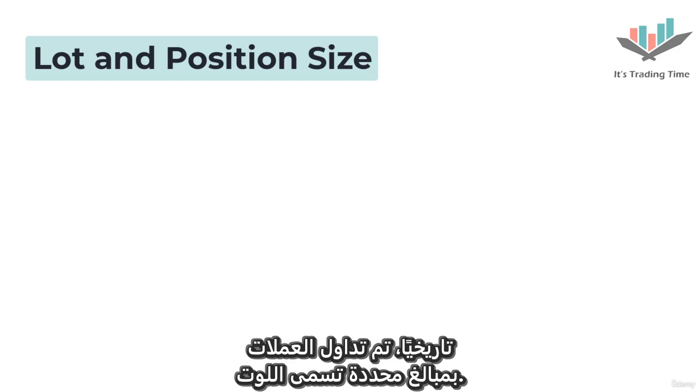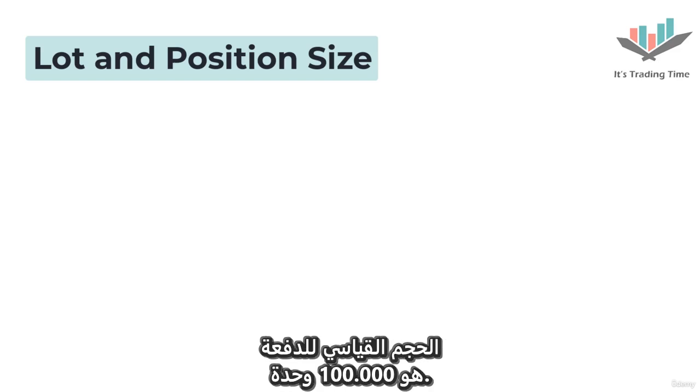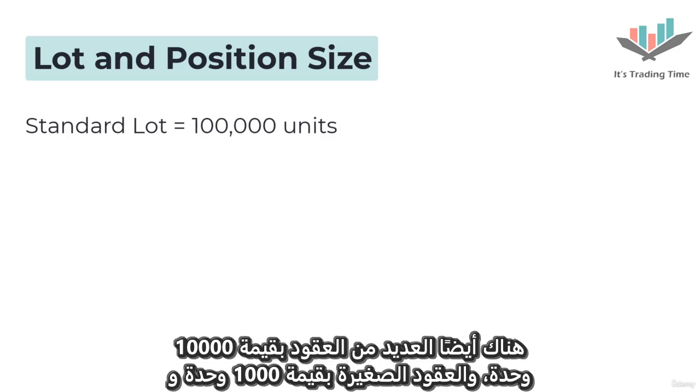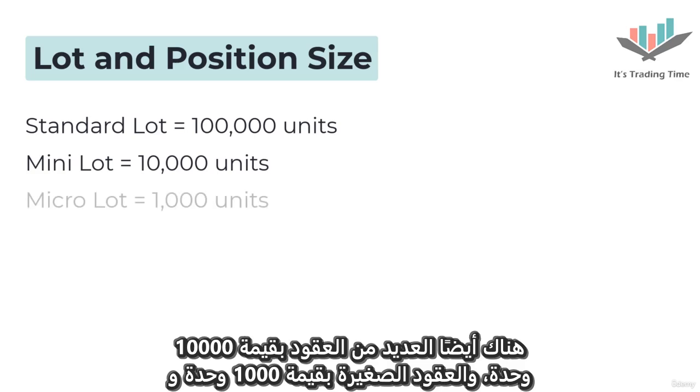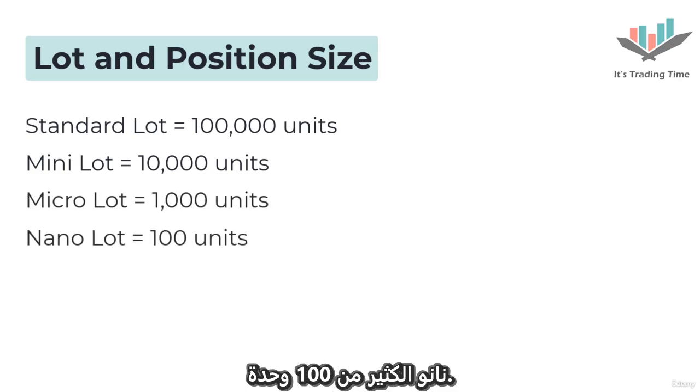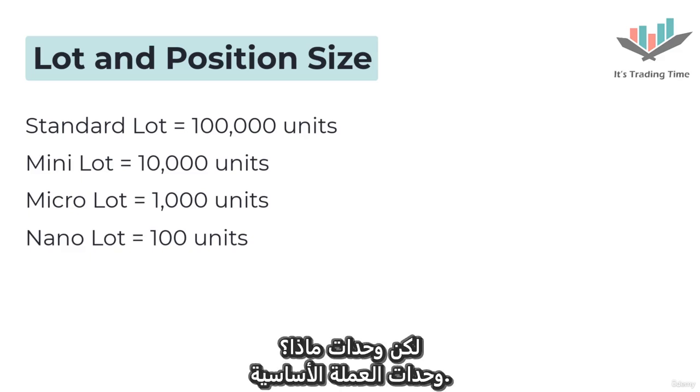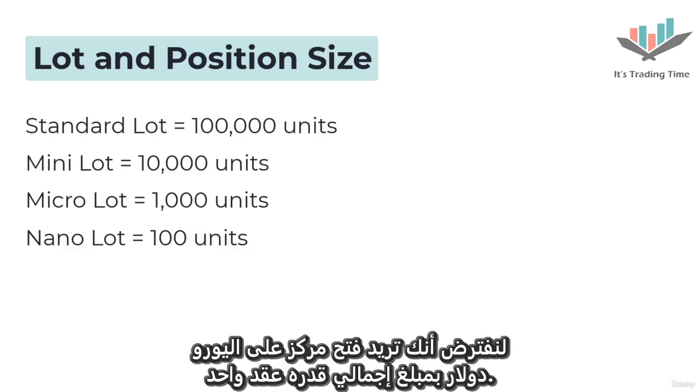Historically, currencies were traded in specific amounts called lots. The standard size for a lot is 100,000 units. There are also mini lots of 10,000 units, micro lots of 1,000 units, and nanolots of 100 units. But units of what? Units of the base currency.